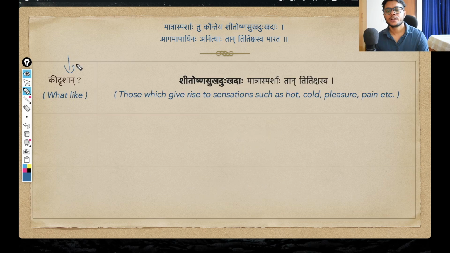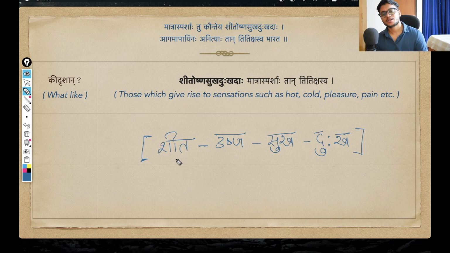Now, as we have already figured out that this is the principal noun, all the rest of these words are like adjectives. That is why I'm asking this question, kidrishan, that is, what like? How is it described in the shloka? The first adjective is shitoshna sukha dukkha daha. That means these contacts between the senses and the sense objects are those which give rise to sensations such as hot, cold, pleasure, pain, etc.